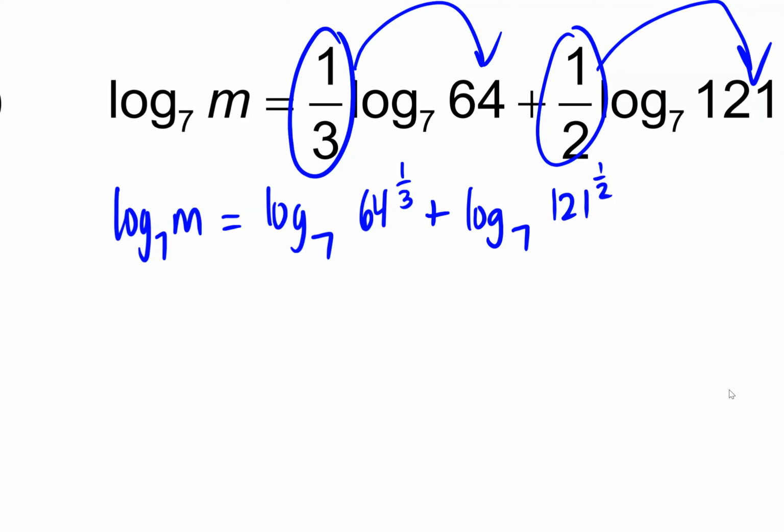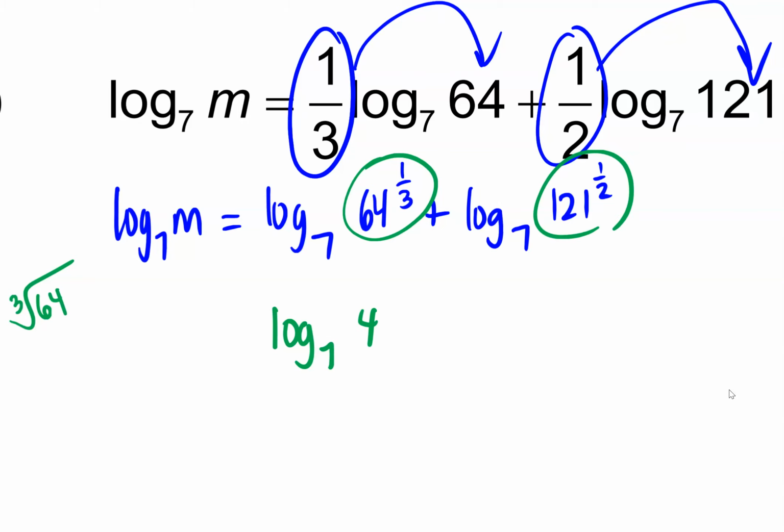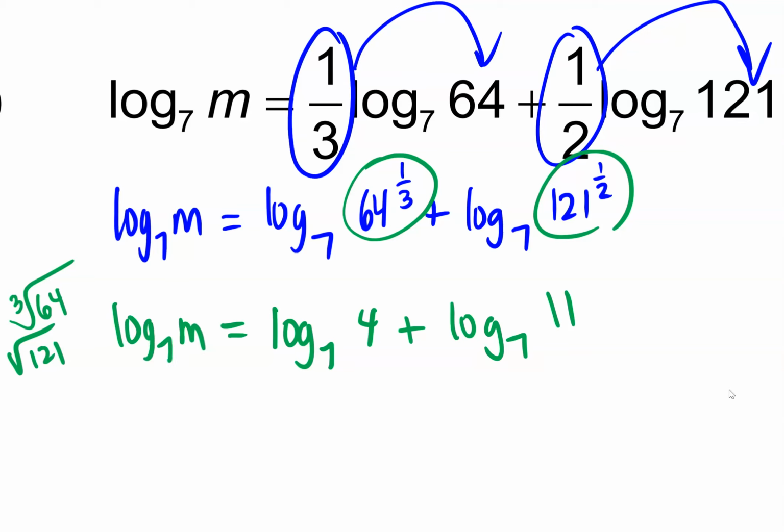Okay, let's just simplify a little bit. So this right here is the cube root of 64. What times itself 3 times is 64? 4. That's what it is. So log base 7 of 4. This guy right here is the square root of 121. That will just be 11. So I have log base 7 of 11. And over here, this is just going to be log base 7 of m. Okay, so this was using the power property.